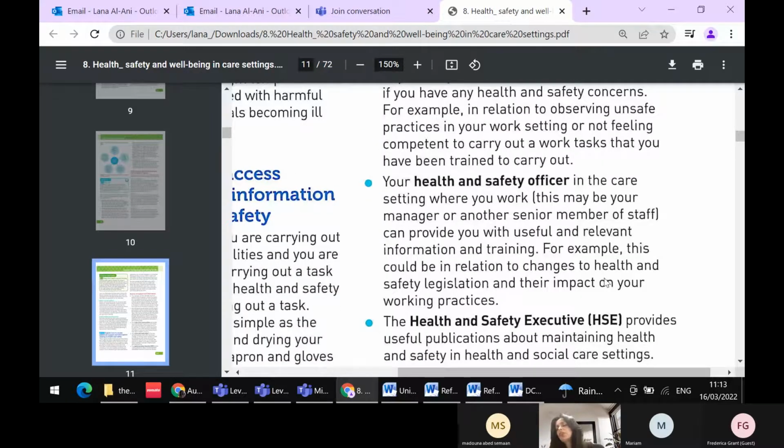Also, in every organization, you have a health and safety officer. So I get all the information from the health and safety officer in the care setting. They may be a manager, or another senior member of staff. Any care organization has a health and safety officer, and you can get all the information, all the training from this person. It could be about any changes in health and safety legislation. If the legislation suddenly changes and you don't know what the new legislation is, you just go to the health and safety officer and get the information you need.